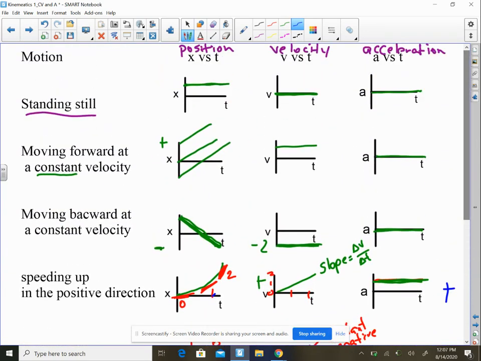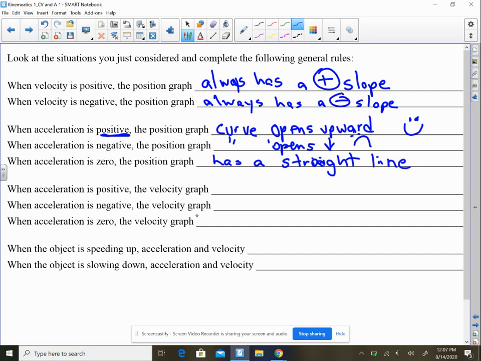So when the acceleration is zero, did you notice that the velocity graph has a horizontal straight line? What's the slope of a horizontal straight line? If we look at that, the slope of a horizontal straight line is always zero. And so the slope of the velocity graph is zero.